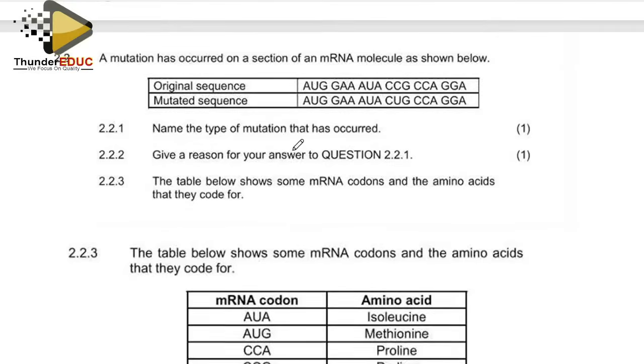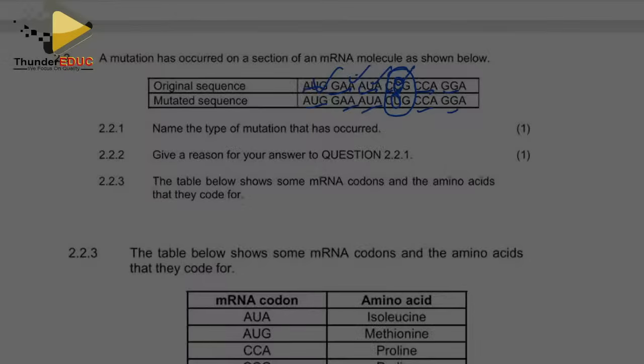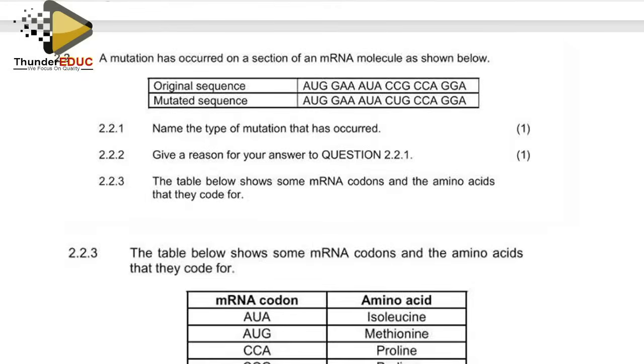All right. We continue. A mutation has occurred on a section of messenger RNA molecule as shown below. Name the type of mutation that occurred. So which one occurred? Check here and check here. It's 1, 2, 3, 4. So the fourth triplet, the second base, C, was replaced with U. So that's the meaning.